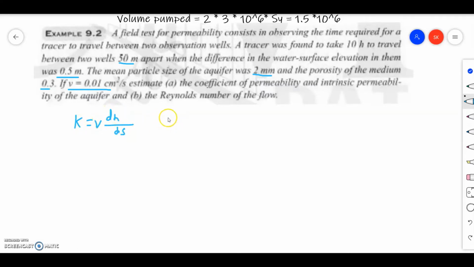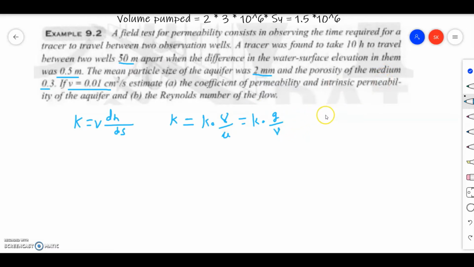There is another formula: K is equal to K naught into gamma by mu, where gamma is the unit weight of the fluid divided by the dynamic viscosity. Or there is another formula, K naught into G by V, that is gravity divided by kinematic viscosity. So we can use any formula. So this is kinematic viscosity. Now we should make the difference between this gamma and this mu, and the kinematic viscosity.